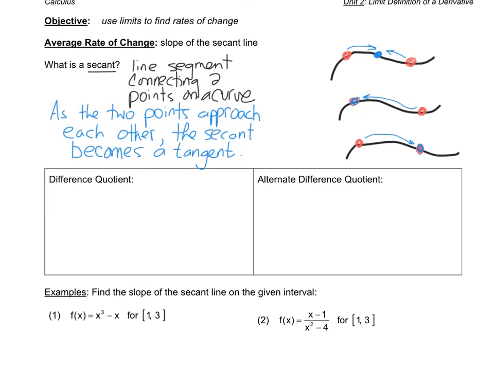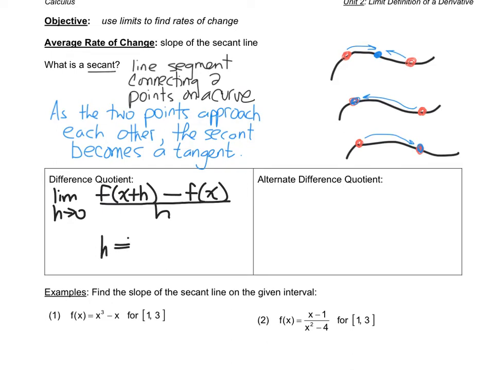that we have 2 different types of difference quotient. The limit as h approaches 0 of f of x plus h minus f of x all over h, where h cannot be equal to 0. If h is equal to 0, it would be undefined.